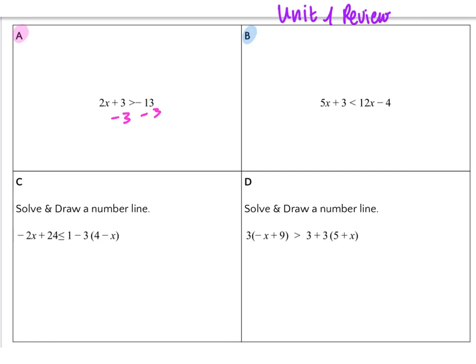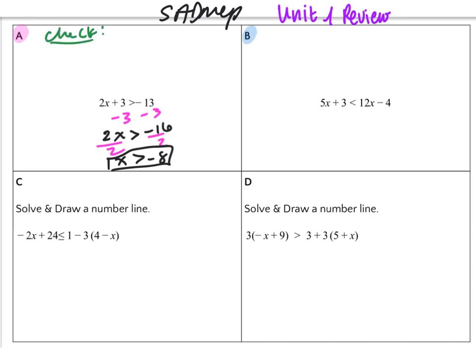So, the first thing, always and forever, sad map. Okay, so I would subtract 3. 2x is greater than negative 16. Divide by 2, divide by 2. X is bigger than negative 8. Yes.